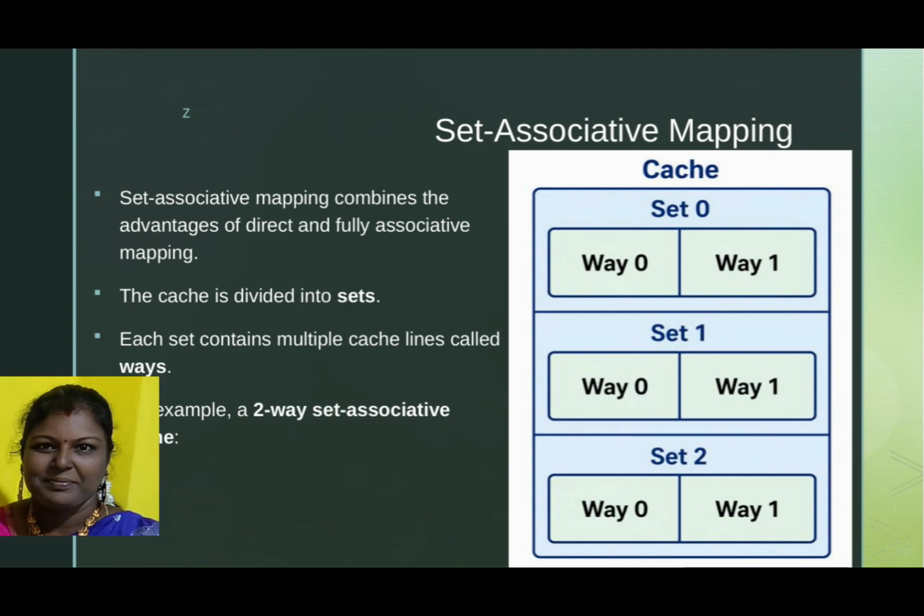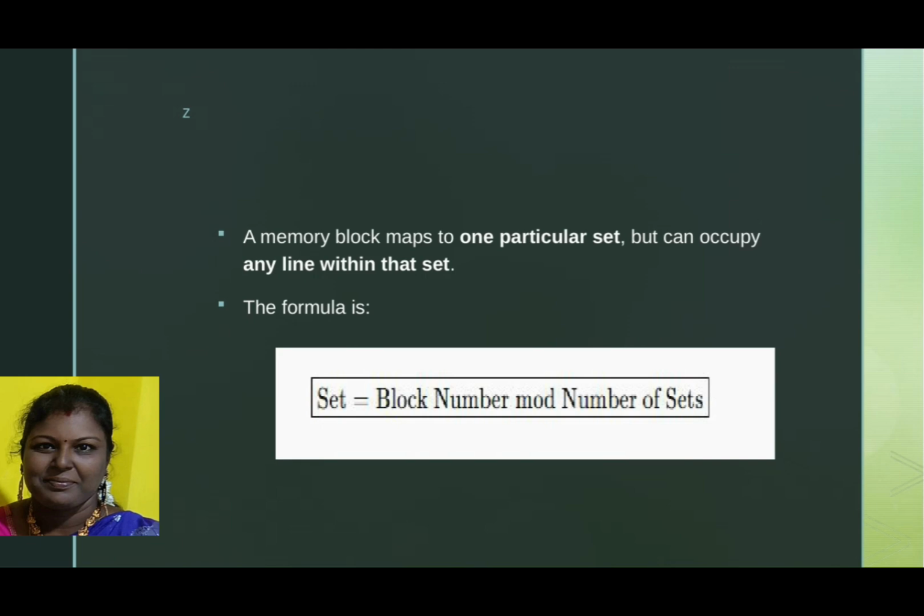Let's talk about how a memory block fits into a cache. Each block belongs to one specific set, but it can be placed in any line within that set. This flexibility helps the cache manage data efficiently. The formula on screen shows how we determine which set a block maps to, guiding where it can be stored. Understanding this mapping is key to grasping how caches optimize memory access.